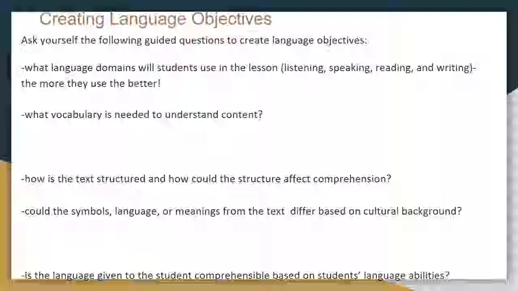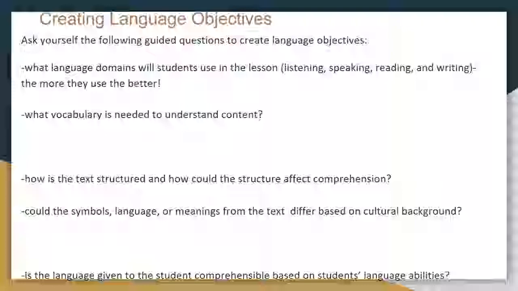I've kind of already discussed this in the last slide, but some things that you can ask yourself when you're creating the language objective is, first, what language domains will students use during the lesson? So how will they use listening? How will they be using speaking? How will I incorporate reading in my lesson? And how will I also integrate writing in the lesson? Remember, the more the better.